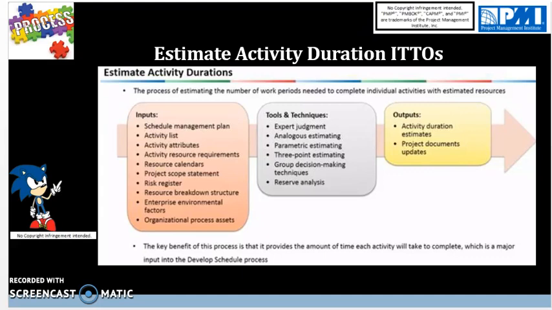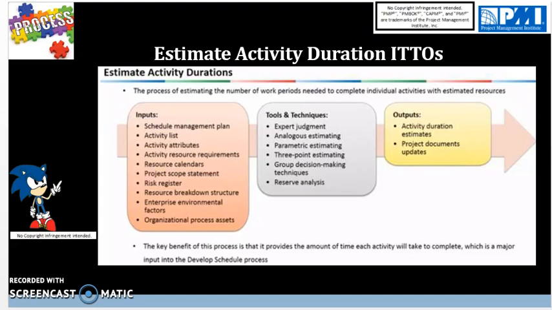Activity resource requirements is an output of estimate activity resources and identifies the types and quantities of resources required for each activity in a work package, along with aggregated data on estimated resources for each work package and work period. Resource calendars is a calendar that identifies the working days and hours that each specific team resource is available, and it contains information on the availability of resources during project execution.